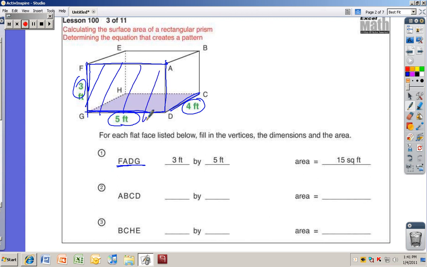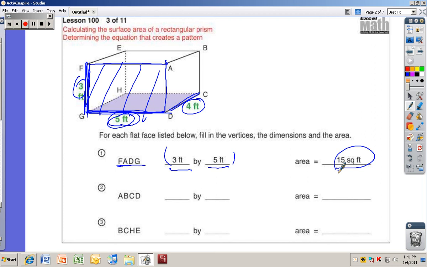What are the dimensions of that? Well, it's 3 feet on this side from F to G. From G to D, it's 5 feet. So they're saying it's 3 feet by 5 feet. What would the area be for a shape that's 3 feet by 5 feet? 5 times 3 is? 15 square feet.